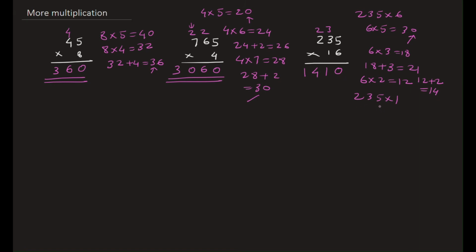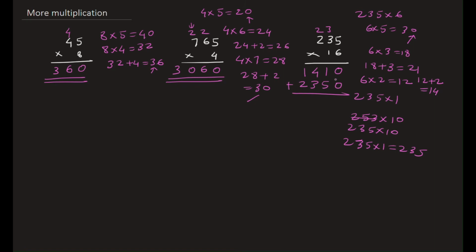The next partial product is 235 times 1. But I am multiplying 235 with 10, as 1 is in the tens place. So it is 235 times 10. So I write 0 as a placeholder in the second partial product. 235 times 1 equals 235. This 5 I write in the tens place, 3 in the hundreds place, and 2 in the thousands place.